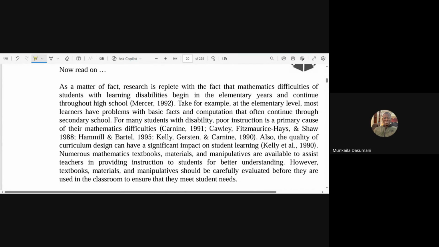Which lady is next? Please, go ahead, dear. As a matter of fact, research is replete with the fact that the mathematics difficulties of students with learning disabilities begin in the elementary years and continue throughout high school. That's according to Ms. Howe, 1992.